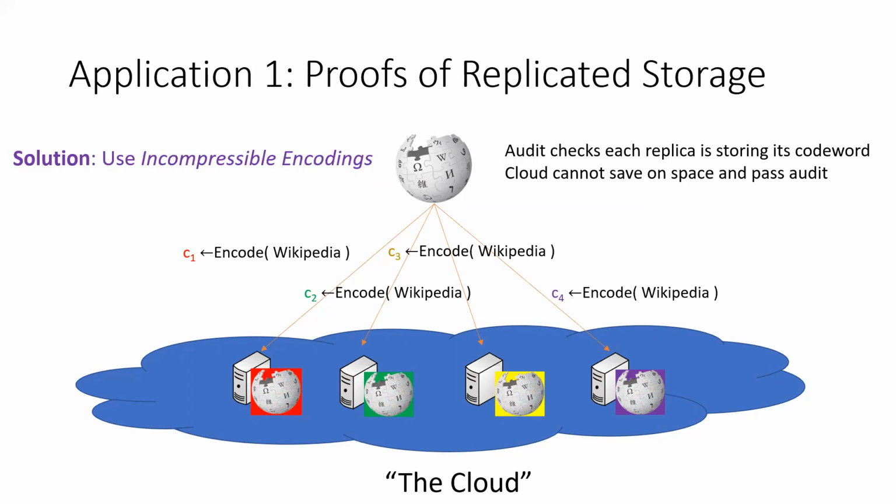I want to say, you don't actually ensure that the cloud is storing 4 copies on 4 different servers in 4 different places. They might all be on the same server, etc. But at least it guarantees that the cloud cannot cheat by saving on space. Okay, so that's the first application. That's from this work of Damgård, Ganesh and Orlandi. I want to mention that for this application, you need the composability property.